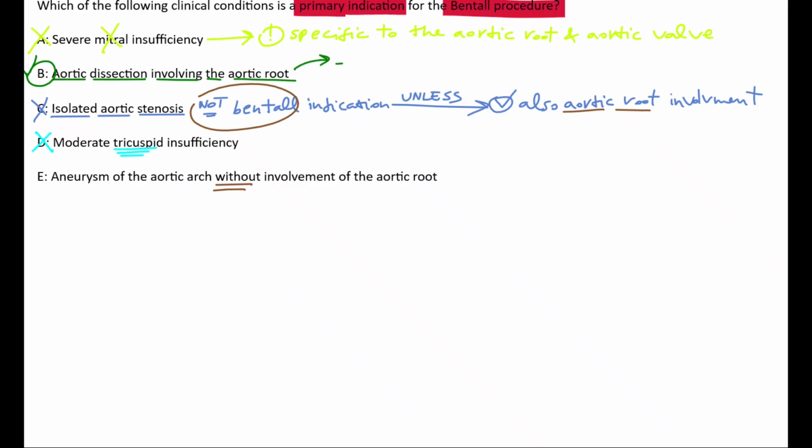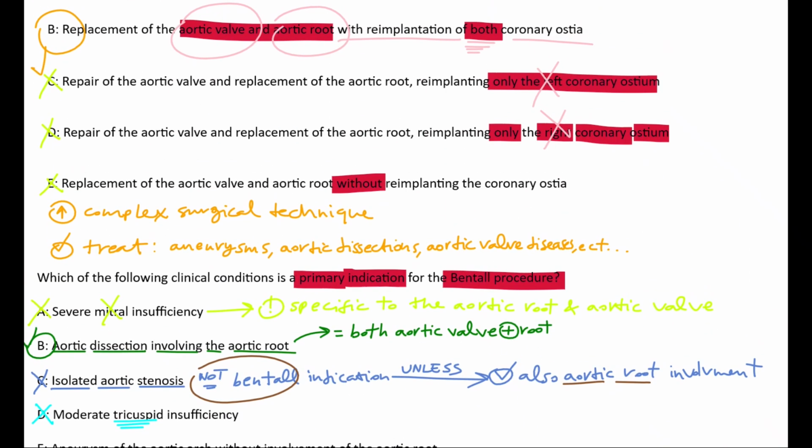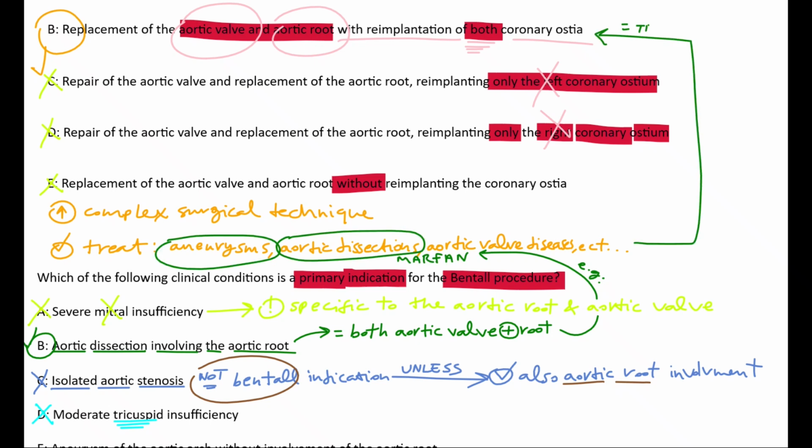Because remember, the Bentall procedure is primarily indicated for conditions involving both the aortic valve and the aortic root. This includes aortic root aneurysms, often associated with genetic syndromes like Marfan syndrome or aortic dissections involving the aortic root. The goal of the procedure is just to replace the aortic valve and the aortic root, restoring normal anatomy and function, and thus preventing further complications like aortic rupture or severe valve insufficiency.